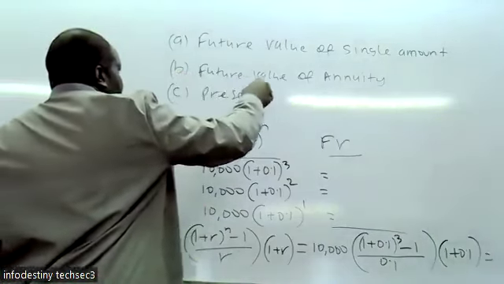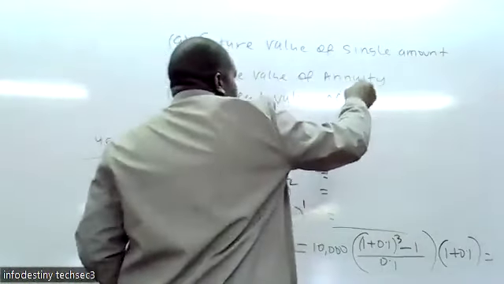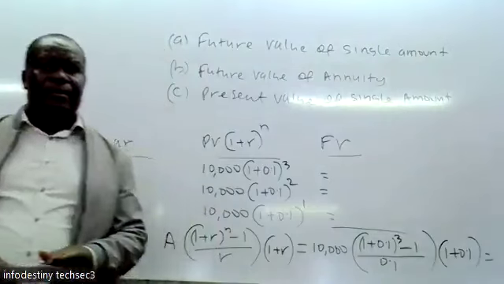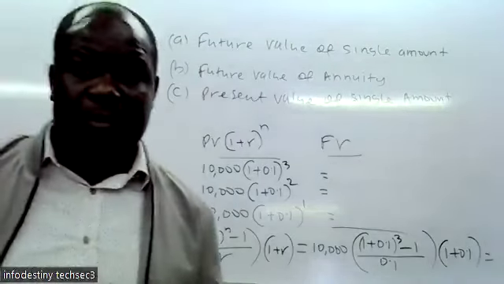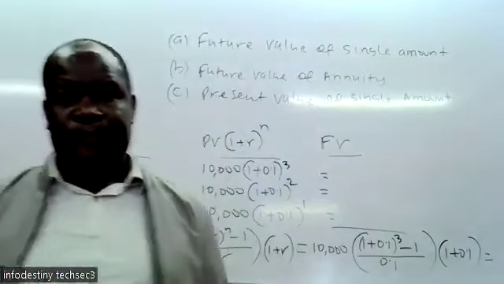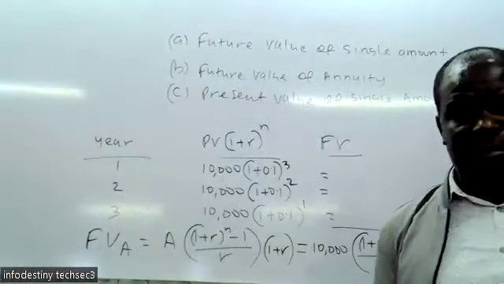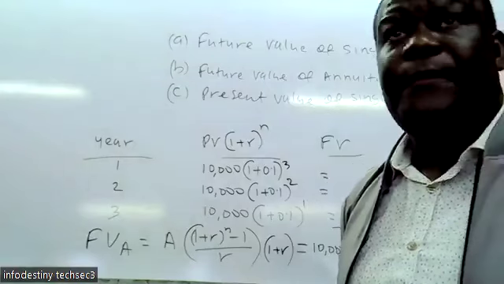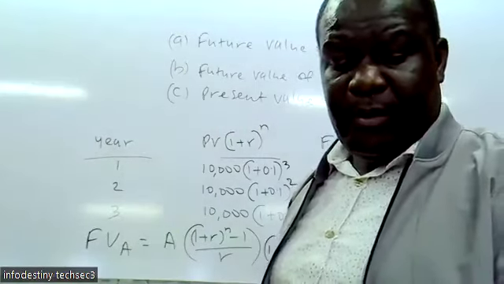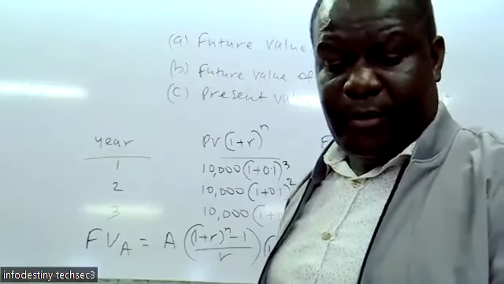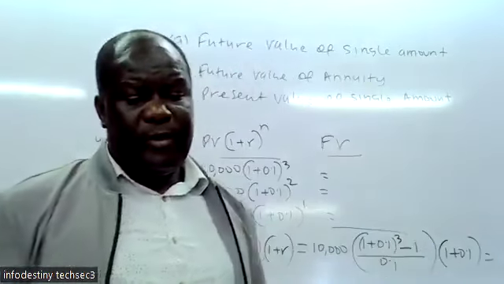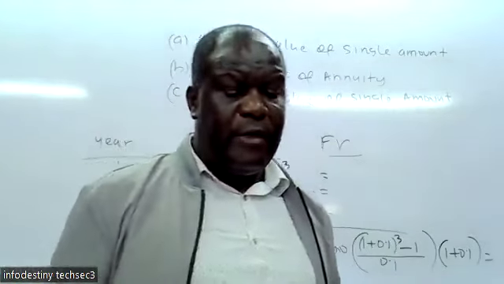the present value of the single amount. So now we can write something brief by noting that discounting is the process of determining the present value of a given future amount.